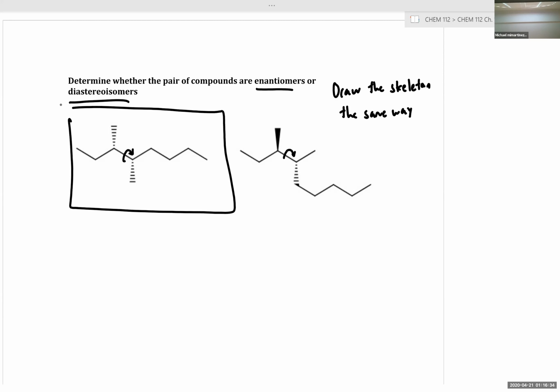Okay, we have someone who's proposing enantiomers. I see a lot of responses for enantiomers. So let's take a look. Okay, so here is the structure on the left. Don't worry about this giant alkyl chain for right now. Let's just focus on our methyl group and our two methyl groups.